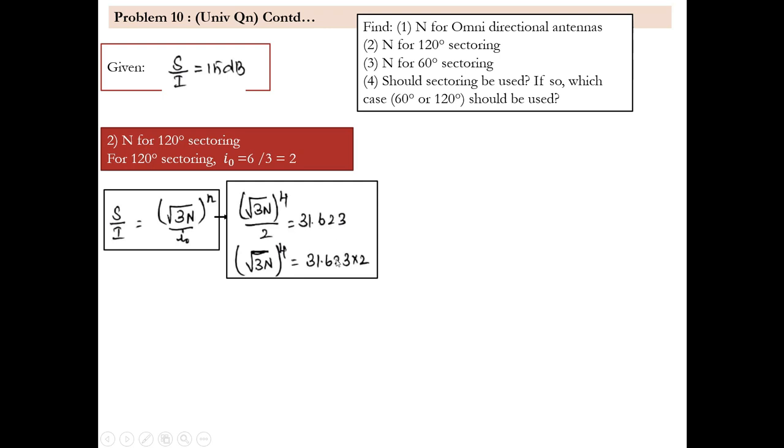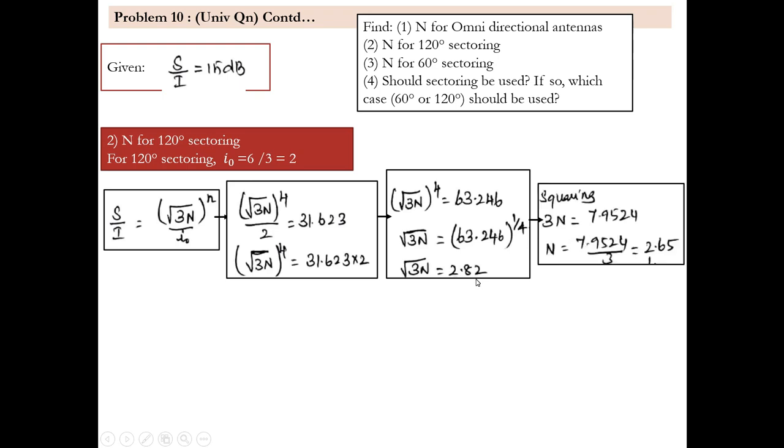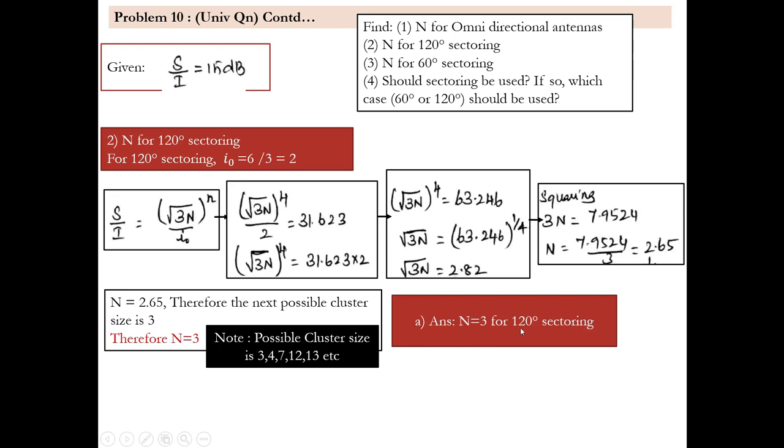So let me bring this 2 to the right hand side, and solving, I'll get my square root of 3n is equal to 2.82. And let me square on both sides now. So 3n will be 7.9524 and n is 7.9524 by 3, which is 2.65. So now what should be the size of my n? The possible cluster size is 3, 4, 7, 12, 13, etc. So the next possible cluster size is now 3. Therefore, n is equal to 3 for 120-degree sectoring.